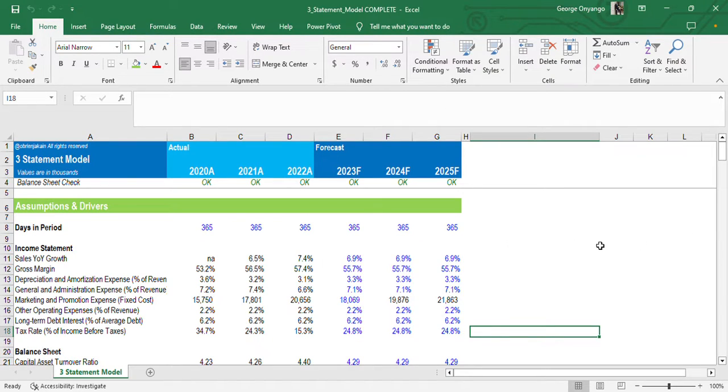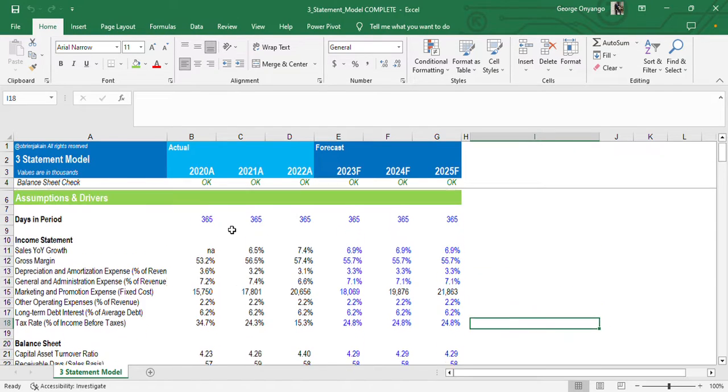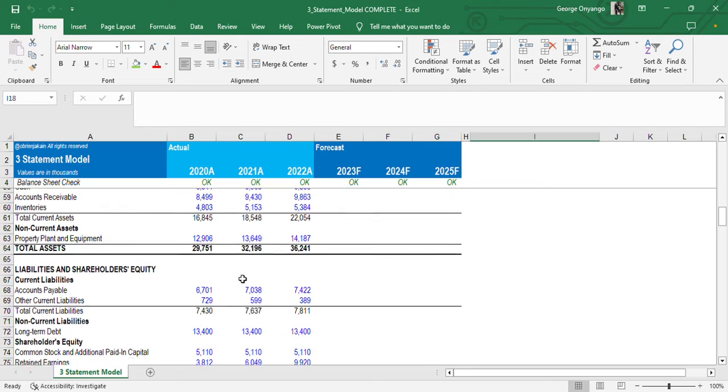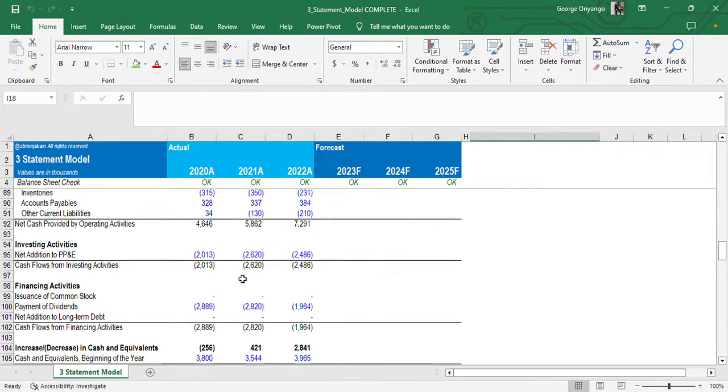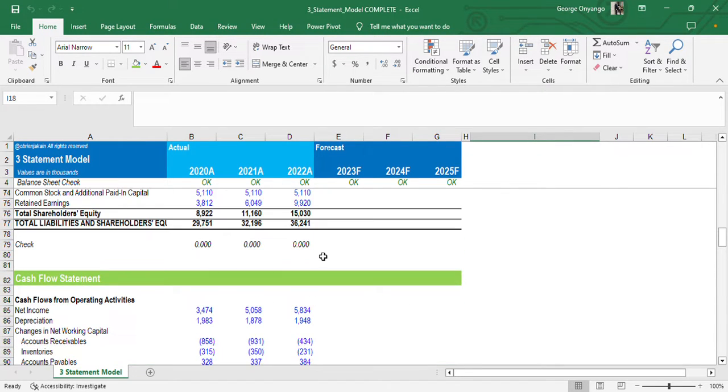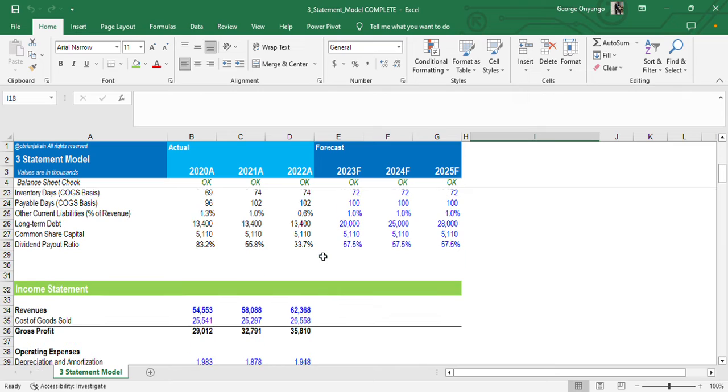Today I'm going to take you through forecasting. As you can see here, we have assumptions and drivers, income statement, balance sheet, cash flow, and supporting schedule for the years 2020, 2021, and 2022. From this information, we will be able to do the forecasting for the next 3 years.